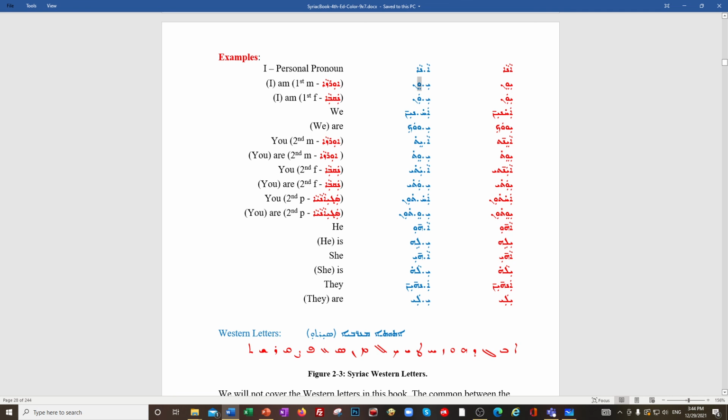This one has a zlama bshiqa, short I. This one has a pthaha, and it changes the meaning. That's E1, from first person female, naqwa. So if I'm going to use ana with E1, it's going to be ana E1. I am, from first person female, naqwa.